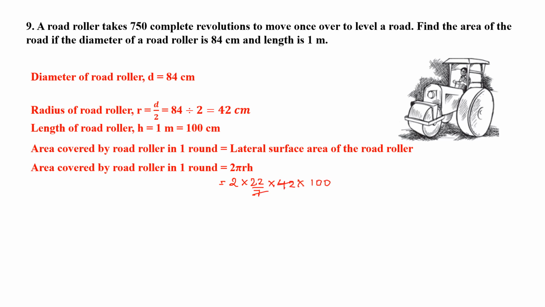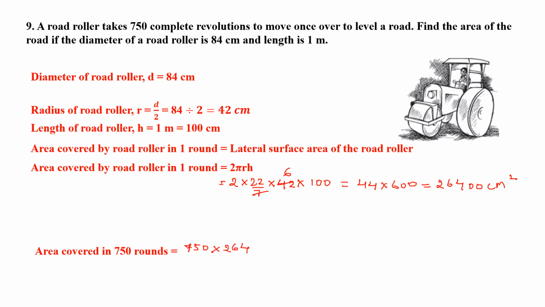Now if I reduce it, 7 times 6, so from here I can get 44 into 600, right? And 44 into 600 will give me 26,400 centimeter square. So this is the area covered in one round. Next, we will find the area covered in 750 rounds, and that will be equal to the area of the complete road. So area covered in 750 rounds will be 750 multiplied by 26400, and when I multiply it, I am going to get 1981234 this much centimeter square.